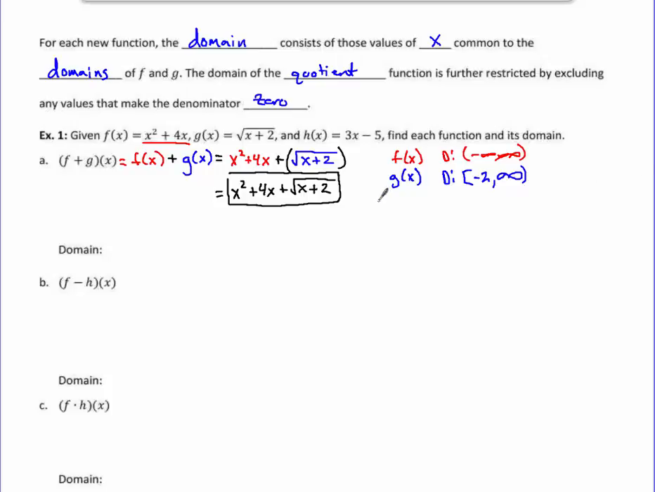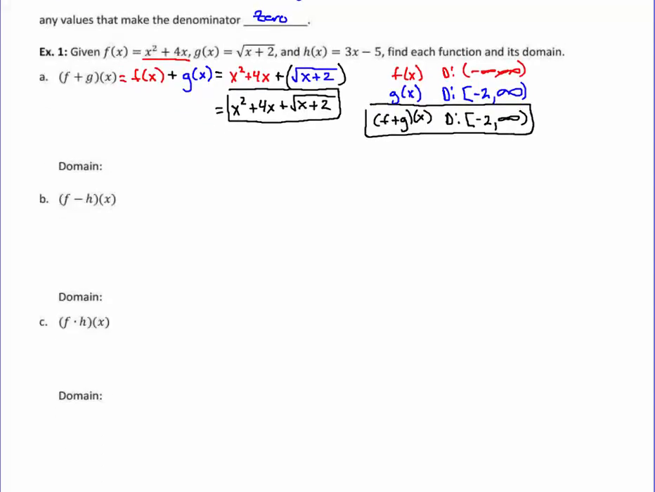So for our f plus g of x, our domain has to be what these two have in common. They both go to infinity, but this one stops at negative 2. So the domain for our new function is going to have to be negative 2 to infinity, because that's all they have in common. So there's our domain.